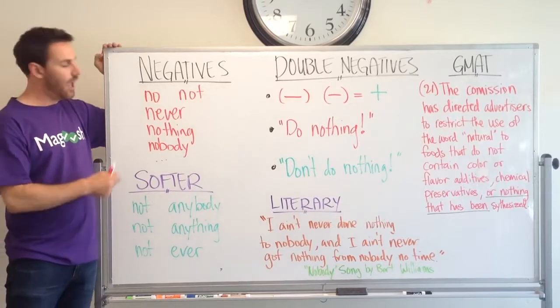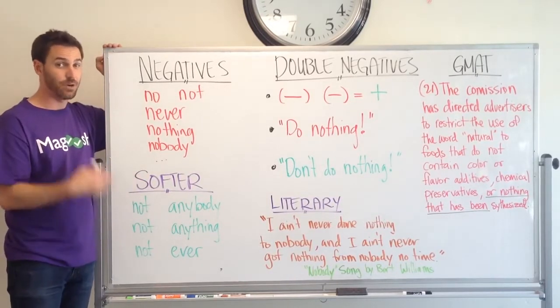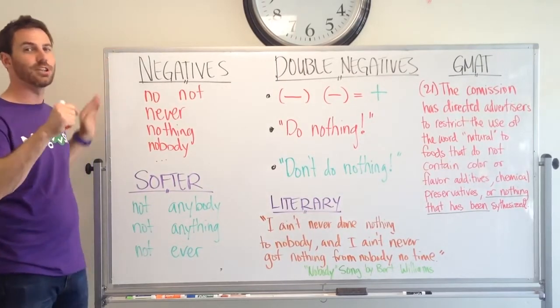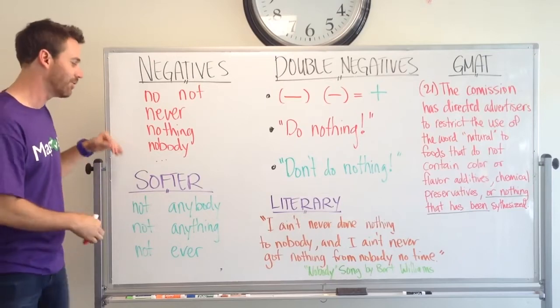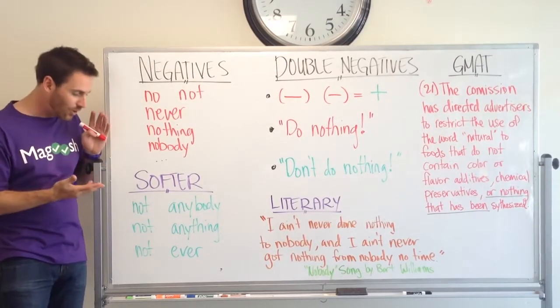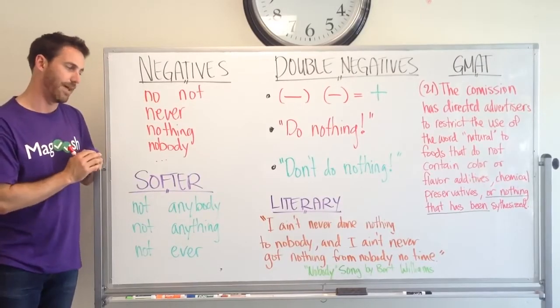Couple of tips. To say never, nothing, and no one is fairly emphatic. It means it's pretty extreme and very strong. And if you want to be strong with your negation, then use those words. But sometimes you want things to be a little bit softer. You want to be more gentle. And to do that, you can use some of these phrases like not anybody, or not anything, or not ever. And that's going to soften your statements a little bit.